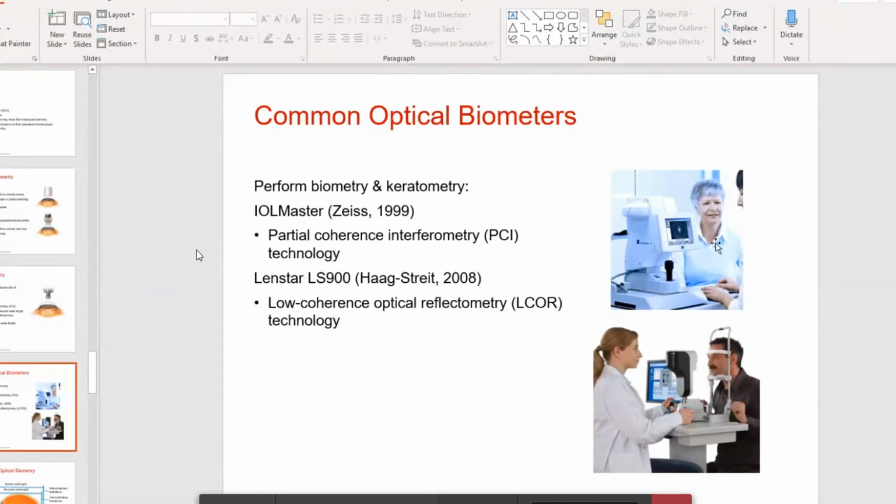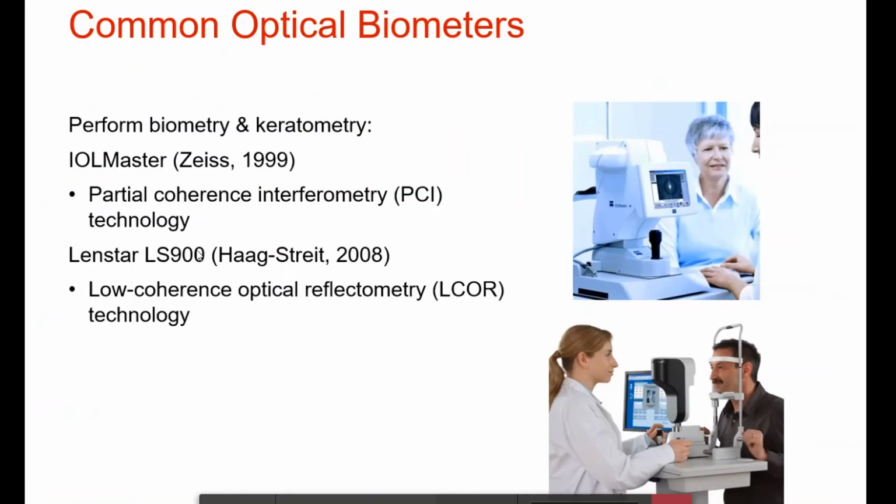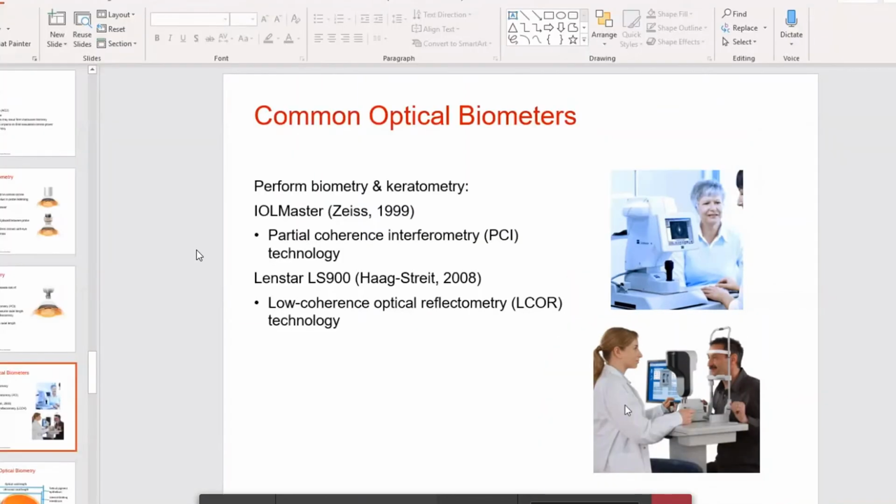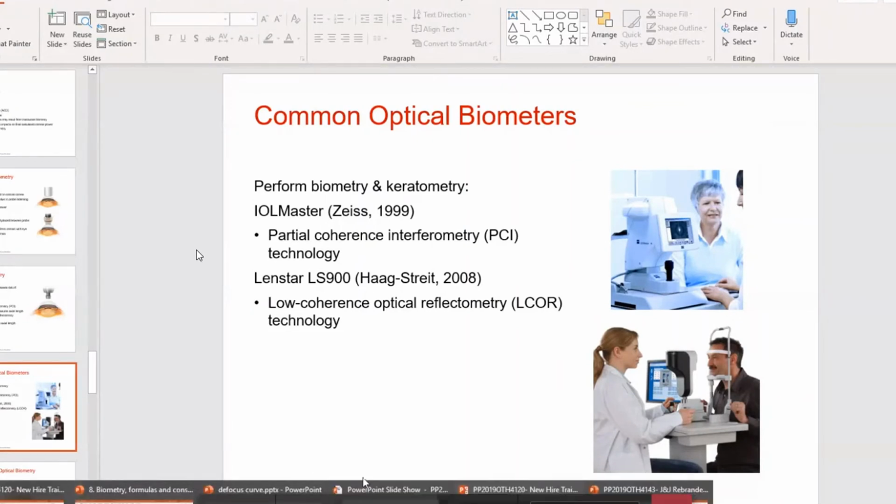Optical biometer, so this is the IOL Master and this is the Lenstar equipment. As I mentioned, these instruments are much better because they allow the patient to fixate directly into the instrument. The patient sits on this side, fixating into the instrument, and the technician just takes the readings by looking at the monitor over here. So fixation on optical biometers is available and therefore it makes it much more accurate.